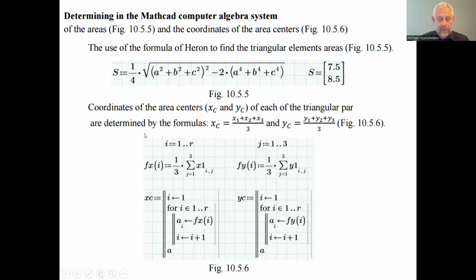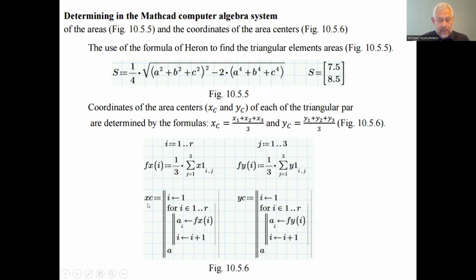And after that, we have to find the center of each triangle's area. The coordinates of the center of the area of each triangle are given by this known formula as well. We can just consider the coordinates of the vertices of the triangles divided by 3. How to do that? The easiest way is to do it by this definite formula, and we can find that.